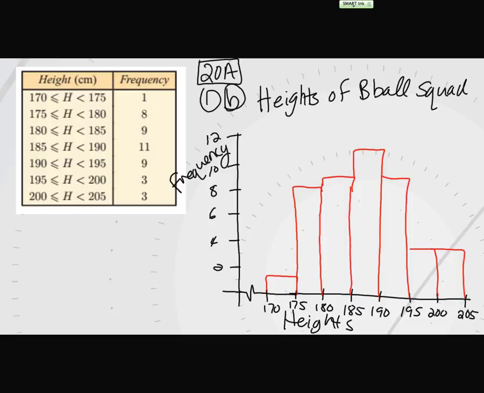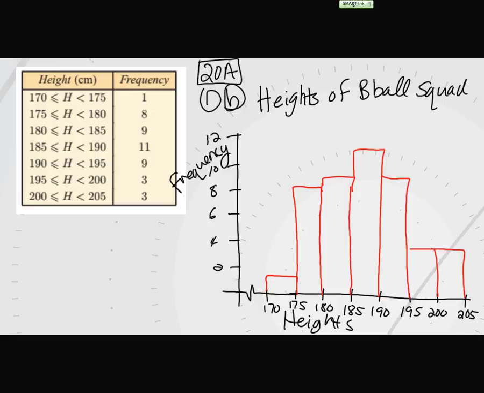So do you guys feel like you can make a histogram? So then next question, part C, says what is the modal class? Explain what that means. Remember, modal is like mode. It's the most. So that's what it means, the values that appear the most.